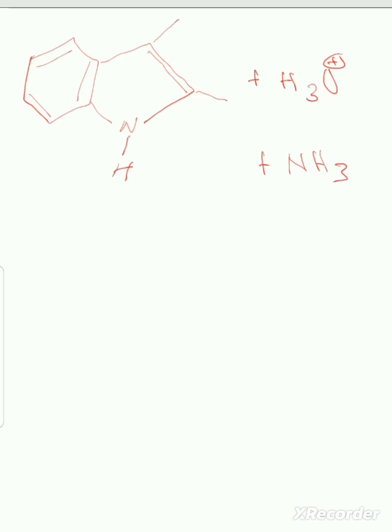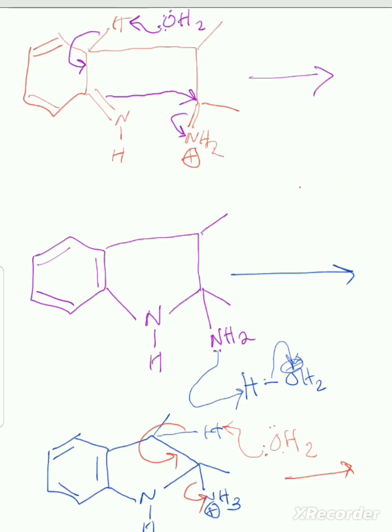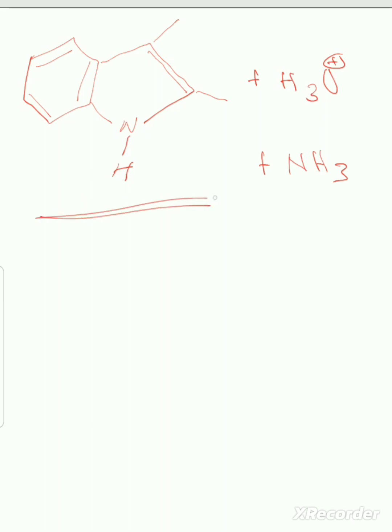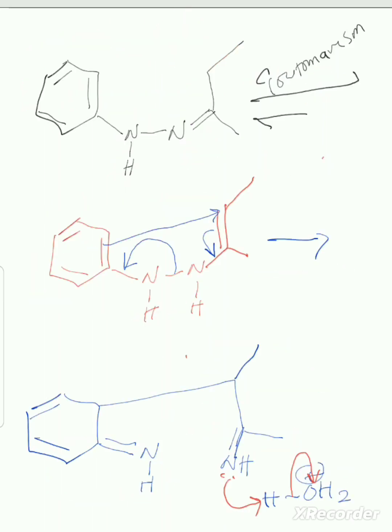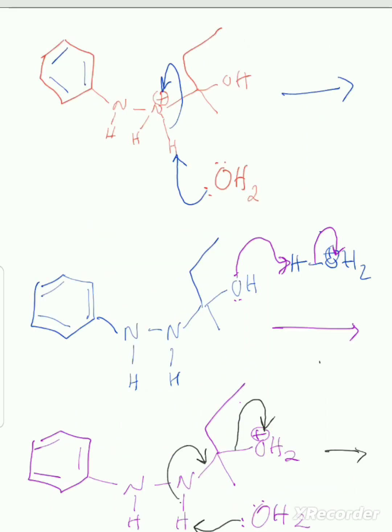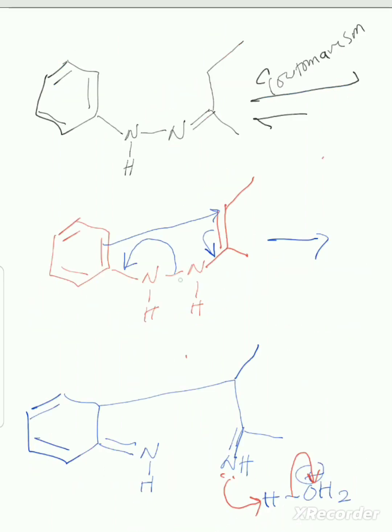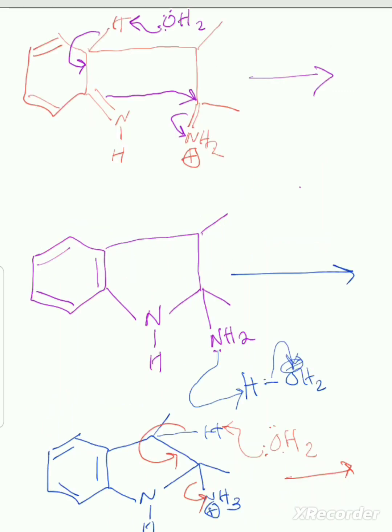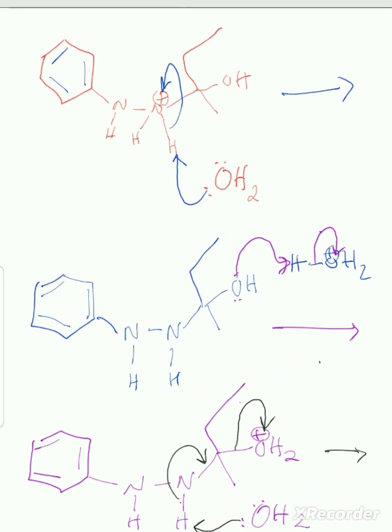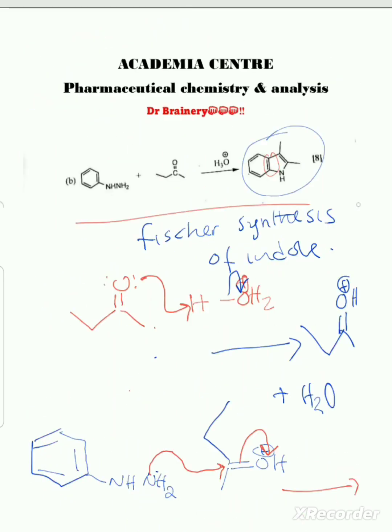Remember, when the ammonia left here, this one. So the main product that we have, the one that we wanted, is that one. That is Fischer synthesis of indole. There is tautomerism. There is this breaking of bonds, reacting like that. So yeah, that's that. That's how you come up with the Fischer synthesis of indole. So that is the reaction there.